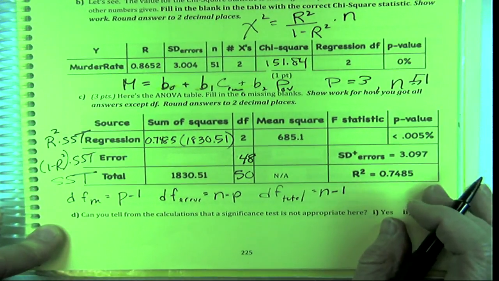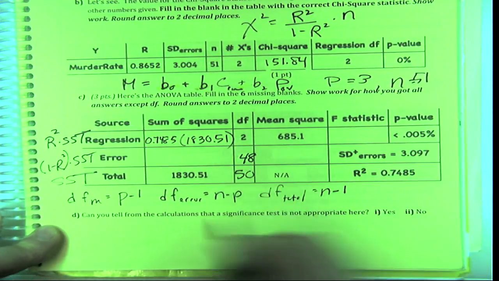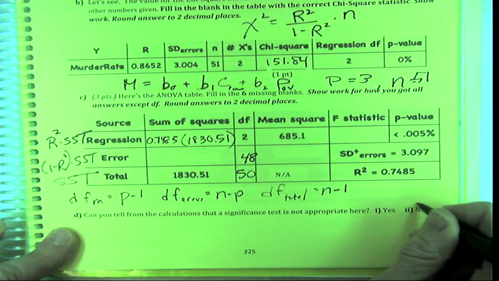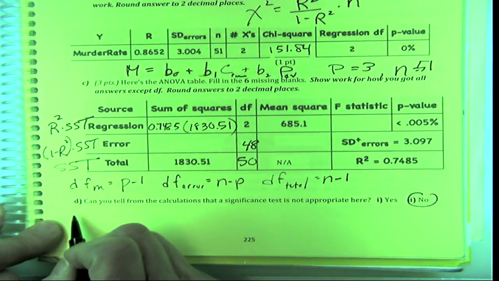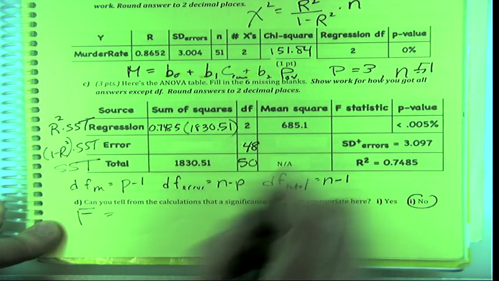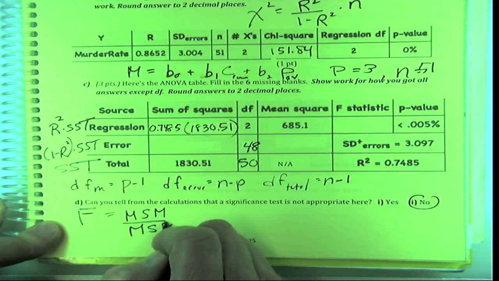All right, now F. Well, this is really hard to write down here, but let's just write it. Can you tell from the calculations? No, you can't tell. But how would you get F? Well, F is going to be what? If you fill this out, it's just this over this. It's your mean square model over your mean square error.